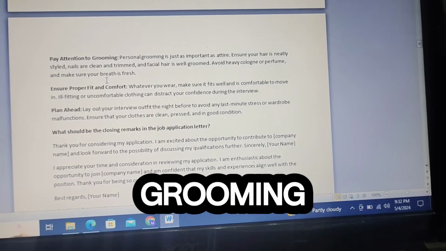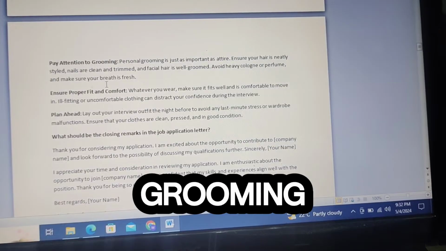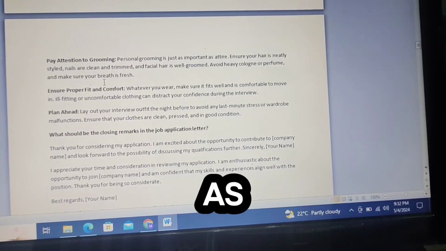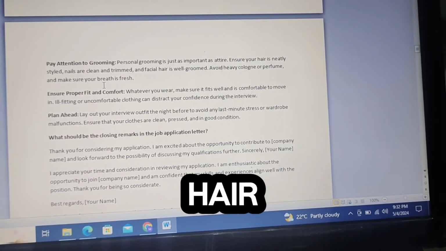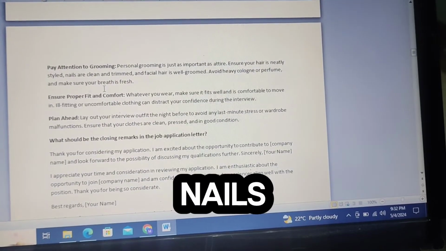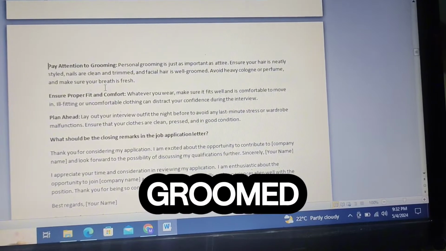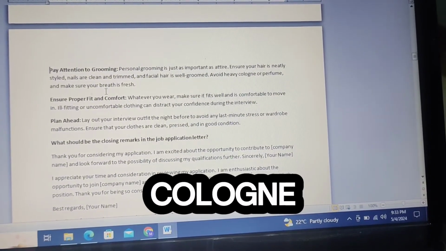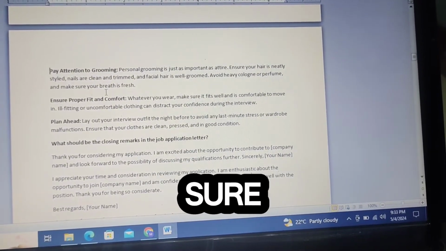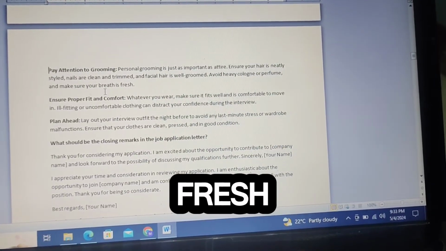Pay attention to grooming. Personal grooming is just as important as attire. Ensure your hair is neatly styled, nails are clean and trimmed, and facial hair is well groomed. Avoid heavy cologne or perfume and make sure your breath is fresh.